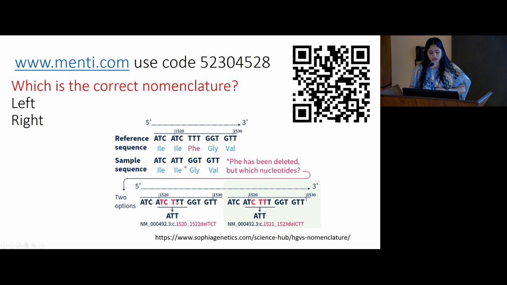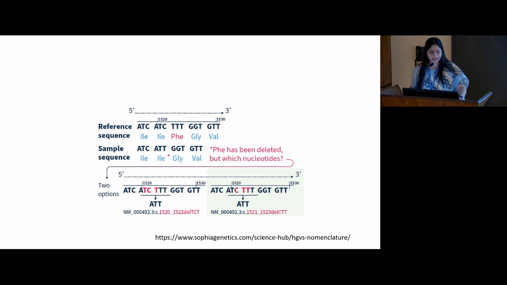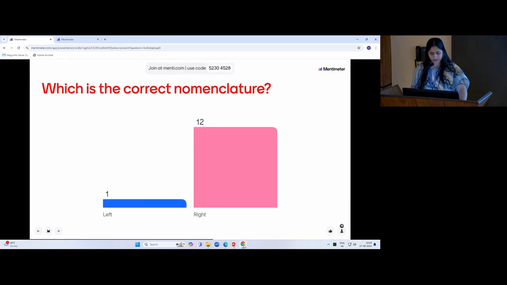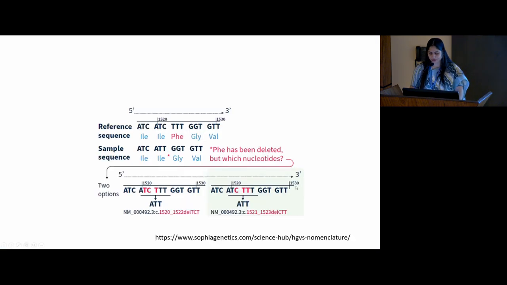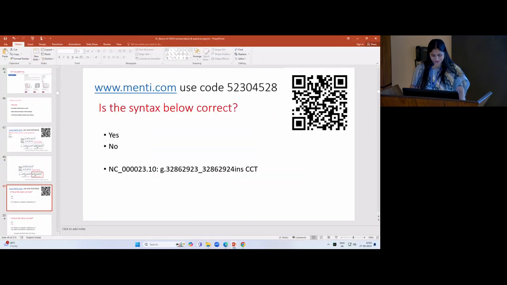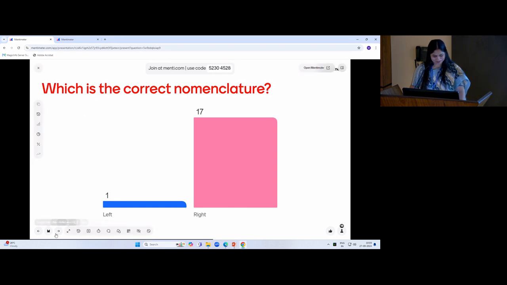Has this CTT got deleted or has TCT got deleted? Which one has got deleted? CTT. Yes. So according to the 3' rule, this CTT is the one that has got deleted. So now, I think 13 people, most of the people, have answered this correctly. So from 18:5 to 1:13, that kind of improvement we see.